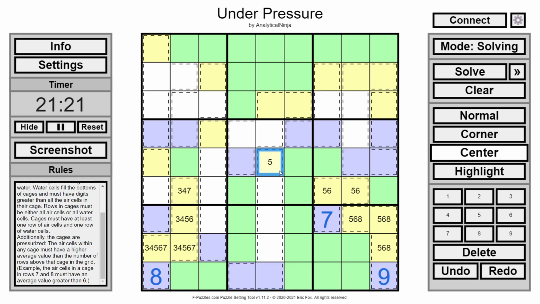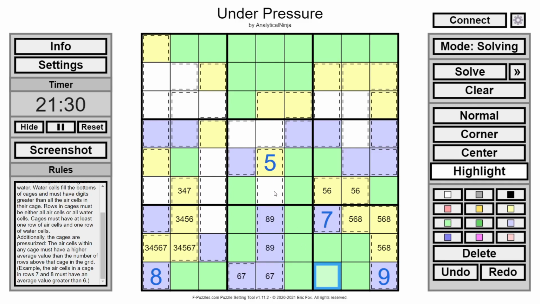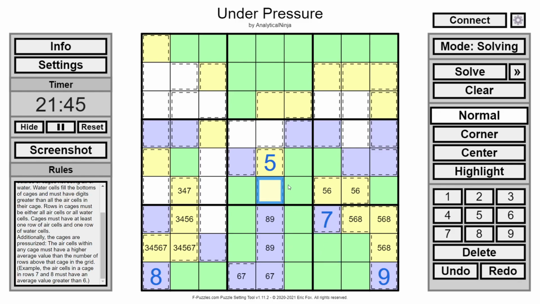Oh, okay, so this is always a 5, and we need 6, 7, then we can put 8, 9 here as water. But how do we fill this cell? There are no other cells that are greater than 5, so this can't be water because there are no more cells greater than 5. So it must be air, and we can't do anything besides 4 because it'll bring down the average too much if we do anything less. So it must be 4.